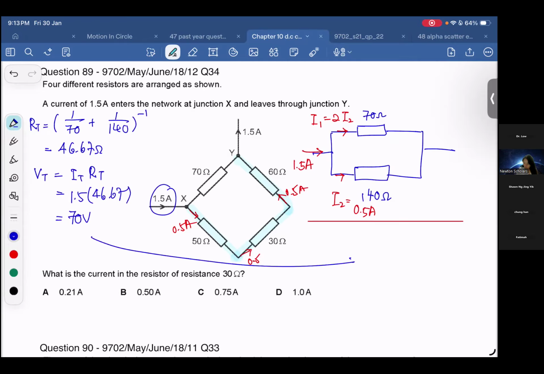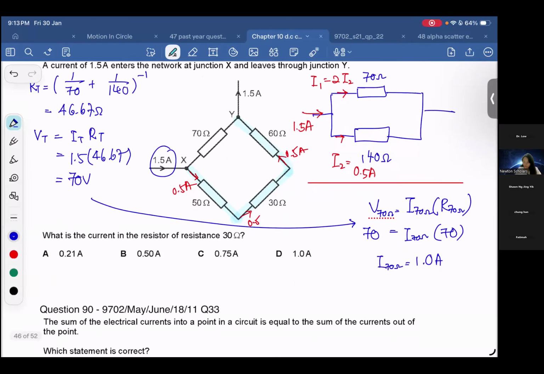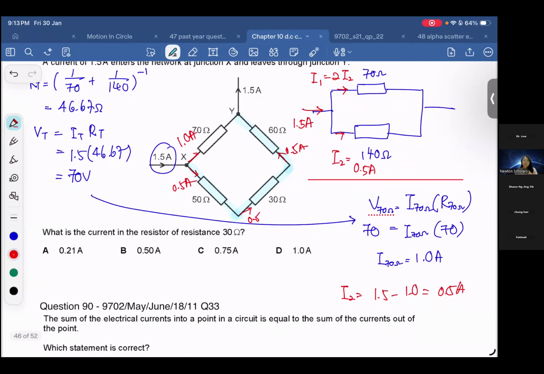Then after that, I move to here. V for the 70 ohm is the current for the 70 ohm times the resistance of 70 ohm. This current we don't know, but I know the resistance is 70, so the current is 1.0 ampere. The current for the upper part here is 1.0 ampere. So I'm using Kirchhoff's law: your I2 should be 1.5 minus 1.0, so I get 0.5 ampere. This is one of the ways we solve it.